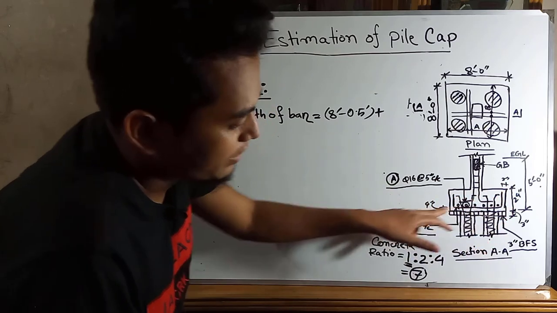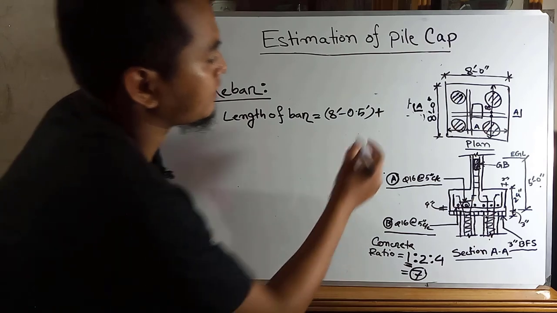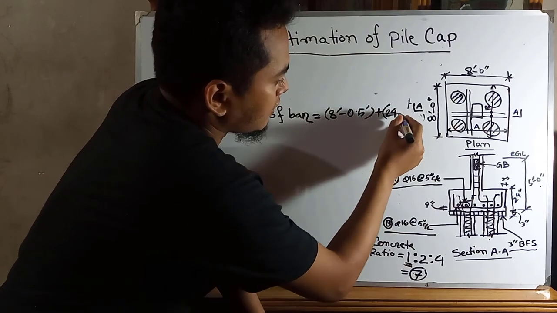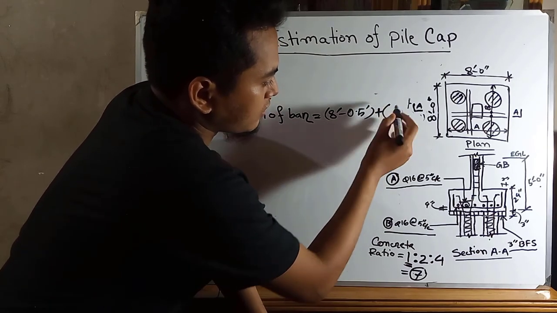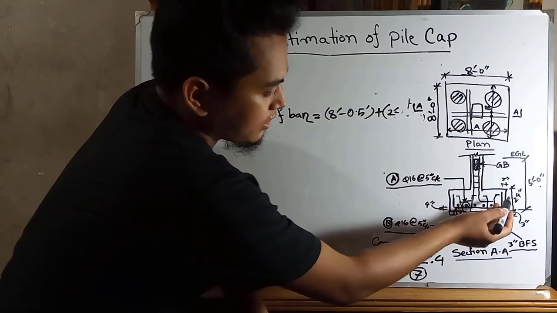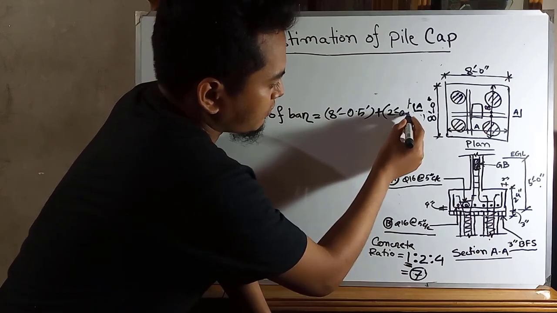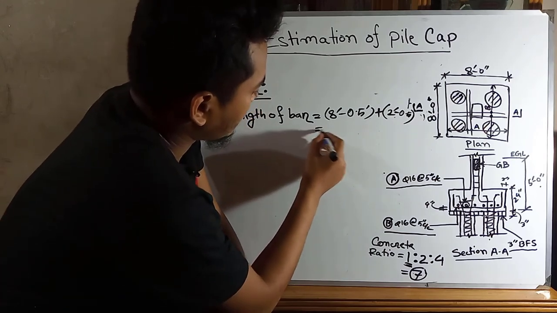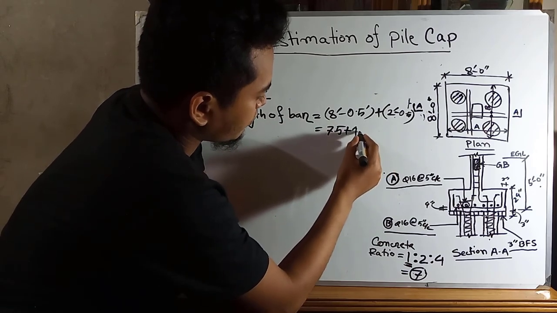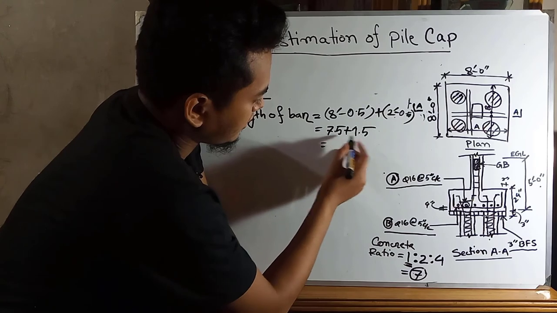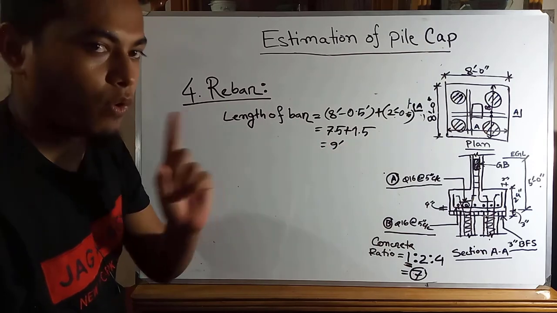So 24 inch minus 4 inch bottom and 3 inch top. So 4 and 3, 7. So 24 inch minus 7 inch. We convert it to feet. So 2 feet minus 3 and 4, 7 inch, we just take 0.5. Okay. So the length is 7.5 plus 2.5, so the length is 9 feet. Okay. So 9 feet is the length of one bar.